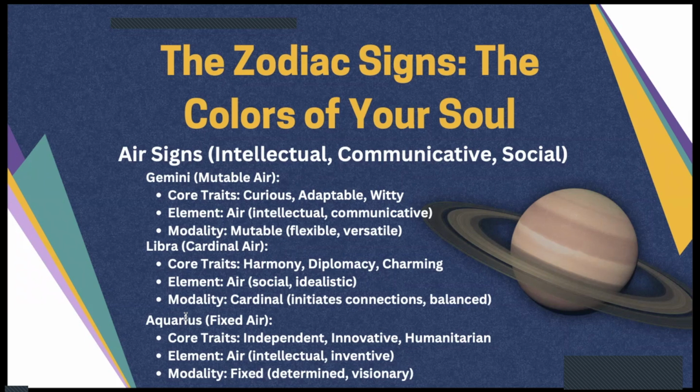And the reason why you have to see that it initiates connections is because it's a cardinal, the initiator. Connections is the seventh house, which is Libra. Libra is all about relationships. So the way that it expresses the modality in that area of life, it initiates connections. Balance, that's Libra, the scales.